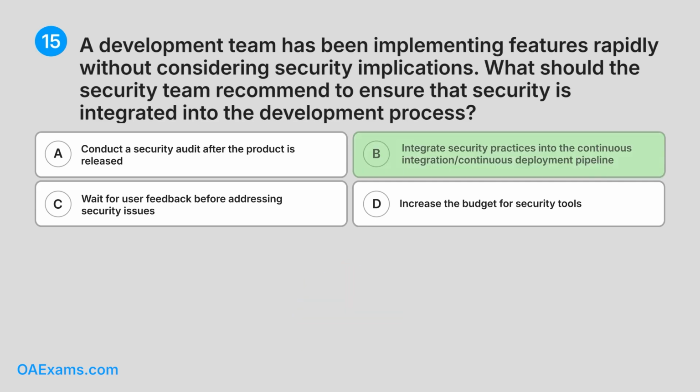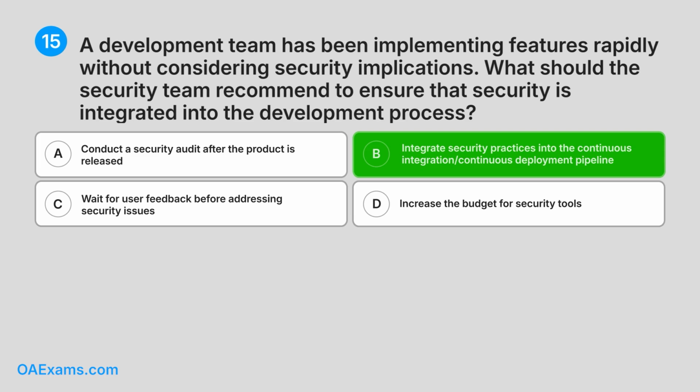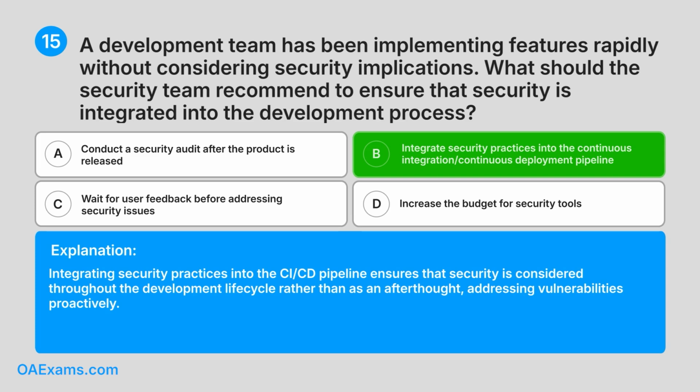Correct answer. B. Integrate security practices into the continuous integration/continuous deployment pipeline. Explanation. Integrating security practices into the CI/CD pipeline ensures that security is considered throughout the development lifecycle rather than as an afterthought, addressing vulnerabilities proactively.